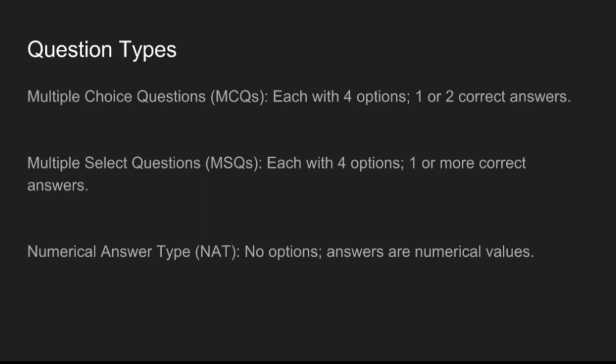Now, the next one is your numerical answer type question, that is NAT. No options, answers are numerical values. So here you have to give the answers in numerical values, and sometimes in the questions, the options are also mentioned. So your MSQ and your NAT, they don't have any negative marking.